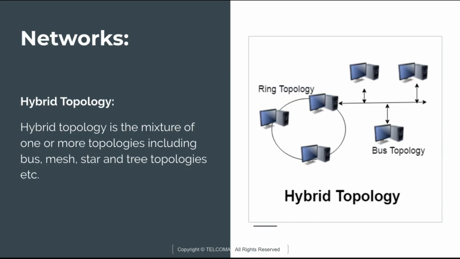The next one is the hybrid topology. Here the hybrid topology is a mixture of one or more topologies including bus, mesh, star and tree topology, etc. Here you can see that this diagram is showing the combination of bus topology with the ring topology. So for example, if there is a ring topology in one department and a bus topology in another, we connect both departments. Connecting these topologies forms the hybrid topology.